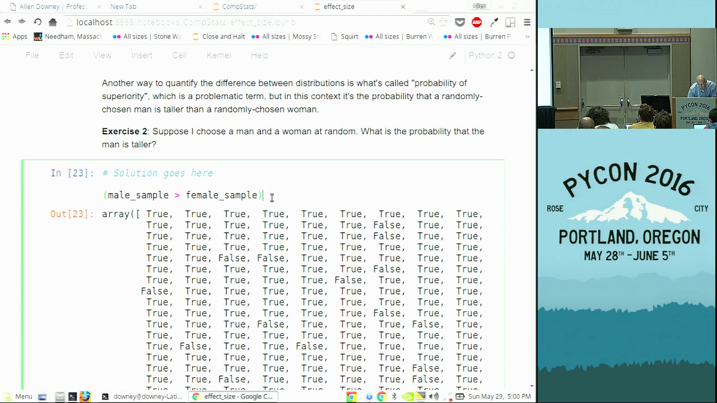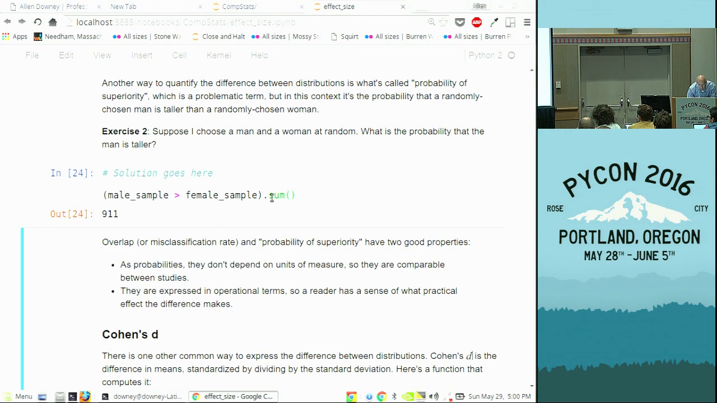So if you do something like this and get a sum, that will tell you the number of trues that were in that array. So out of 1,000 pairs, 911 of them was the male subject or male sample taller than the female subject. And then if you want to make it into a probability, you just divide through by the length. And in this case, the two lengths are the same, so you don't have to make a decision about what to put in the denominator.